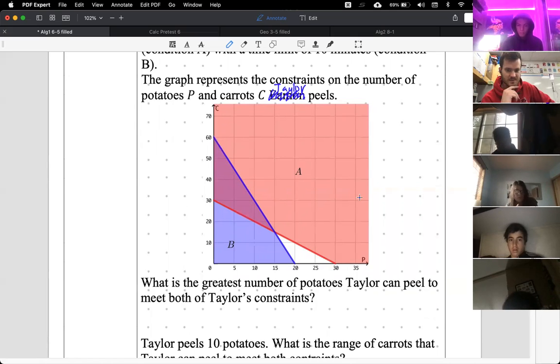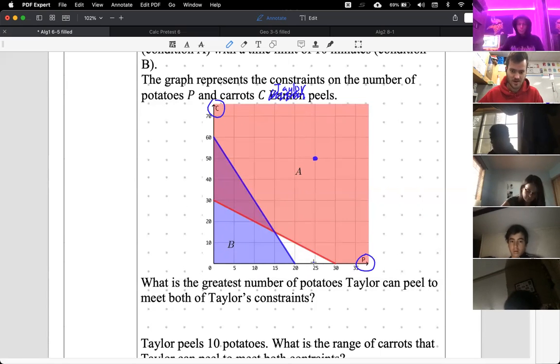The greatest number of potatoes. And you can see, I haven't helped you analyze the axes yet. P represents potatoes and C represents carrots. So if I just chose a random point on the graph, this point right here means that there are 25 potatoes and 50 carrots.